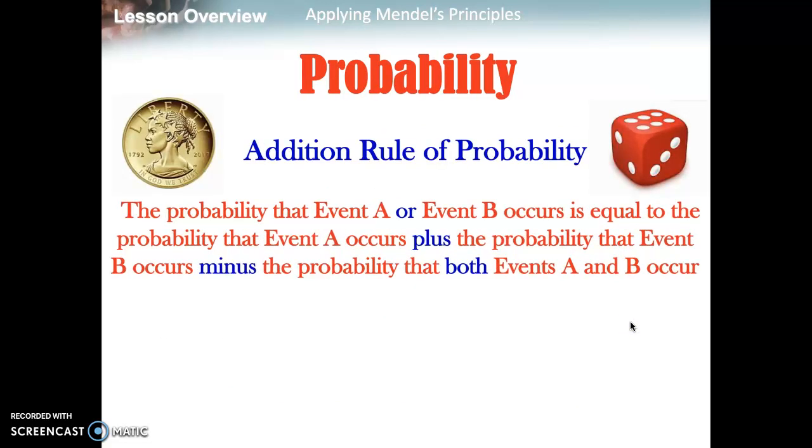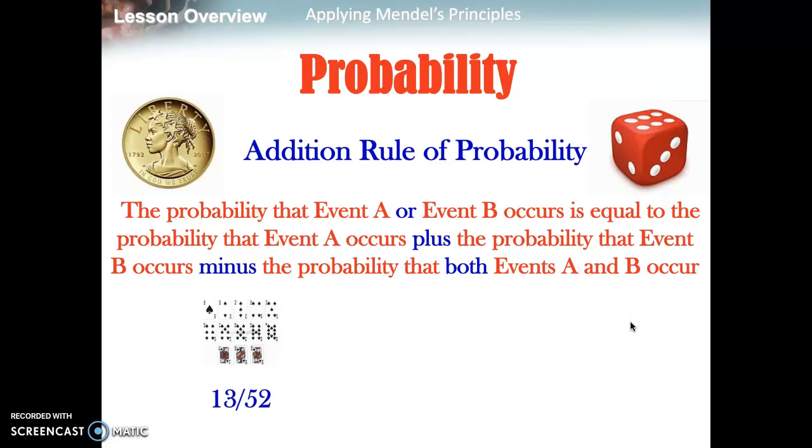The probability that event A or event B occurs. This is not an and statement, this is an or statement. It is equal to the probability of event A plus the probability of event B minus the probability of both events A and B occurring. So that last part there is a little tricky. So let's talk about it.